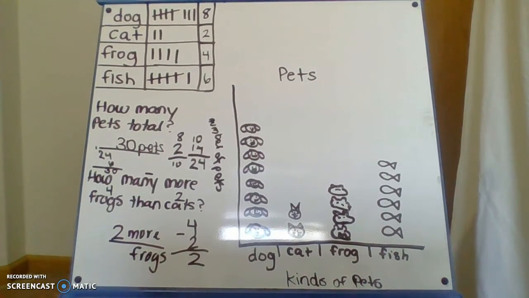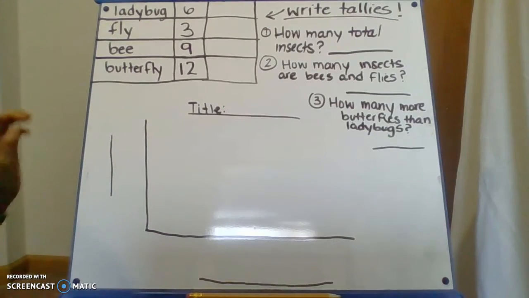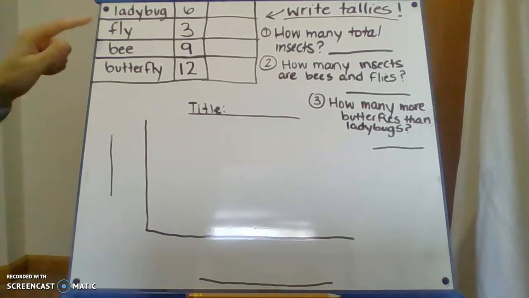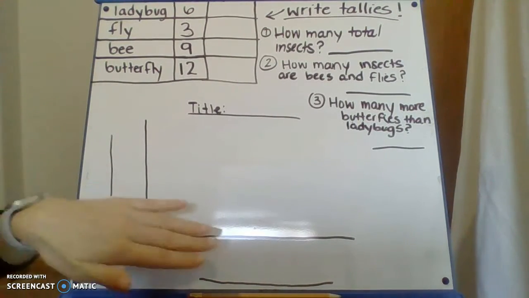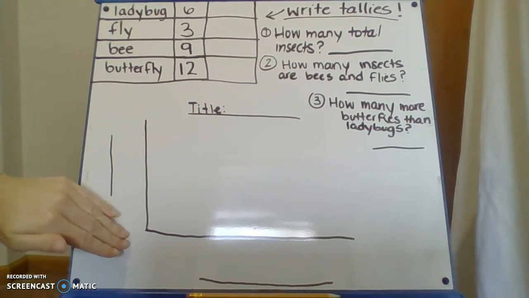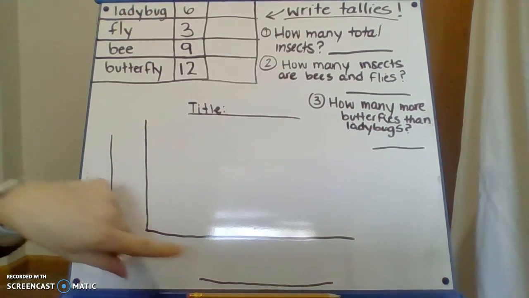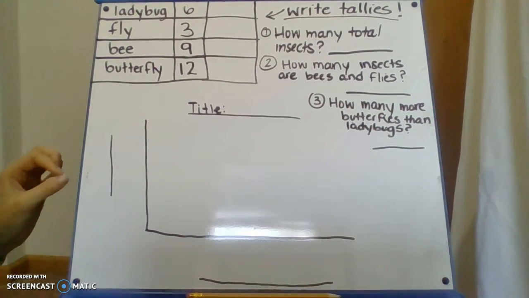Now I'm going to give you information and you're going to make your own picture graph at home. And I'm going to give you questions as well. So here we go. All right, ladies, here it goes. So your table, you have ladybugs, flies, bees, and butterflies. I drew an outline of what your picture graph should look like. And I also gave you spots of where you need to put your labels for your graph. In these boxes, it is very important. I want to see your tallies. So practice. Show me 6 tallies.